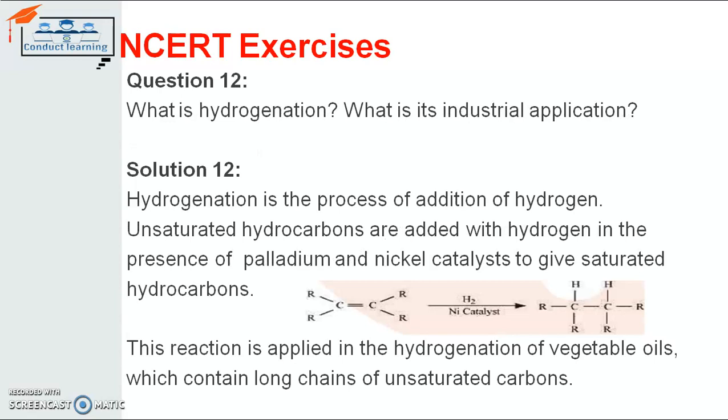What is hydrogenation, and what is its industrial application? Hydrogenation is the process used to add hydrogen atoms to unsaturated hydrocarbons. Unsaturated hydrocarbons contain fewer hydrogen atoms, so they have double or triple bonds between carbon atoms. So we need a hydrogenation process where we add hydrogen to that unsaturated hydrocarbon in the presence of a catalyst like nickel or platinum to get a saturated hydrocarbon.